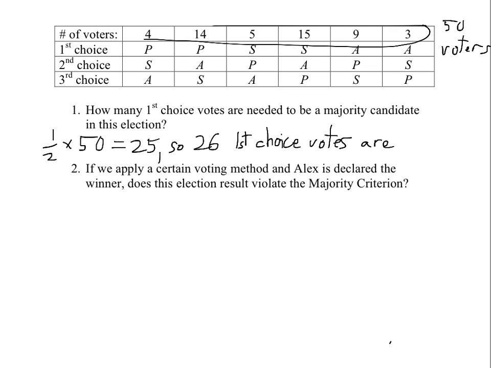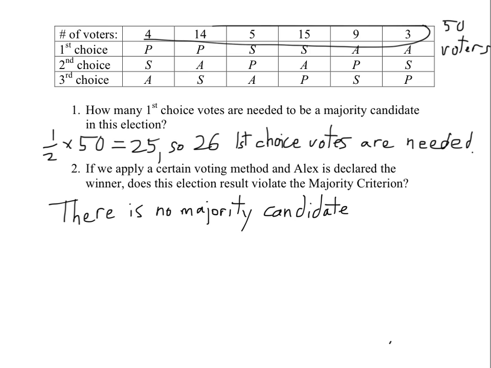All right. The next question is, if we apply a certain voting method and Alex is declared the winner, does this election result violate the majority criterion? Actually, it does not, because there is no majority candidate. Notice that 26 first-choice votes would be needed to be a majority candidate. Pat has only 18, Sam has only 20, and Alex only 12, so there is no majority candidate, and therefore there can be no violation.